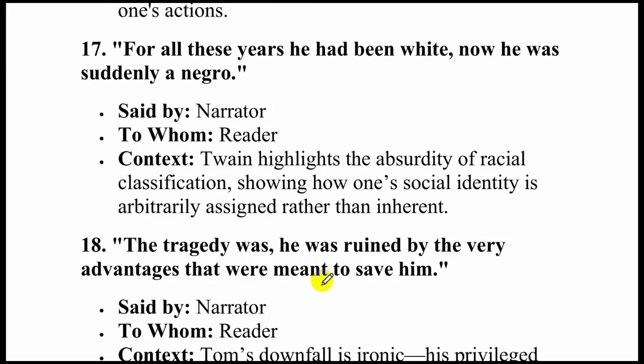Next, "For all these years, he had been white. Now he was suddenly a Negro," said by narrator to the readers. Twain highlights the absurdity of racial classification, showing how one's social identity is arbitrarily assigned rather than inherent.